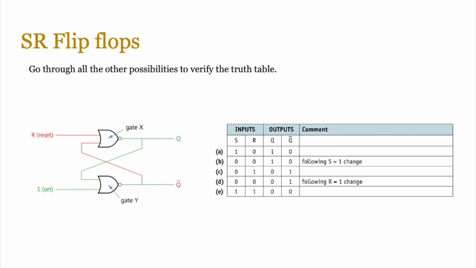Now what I would like you to do is to go through all the other possibilities to verify the truth table. And hopefully you will get something like the table on the right hand side of your screen. And you will probably notice a pattern that Q and not Q change depending on certain combinations of inputs. So pause the video and check this.